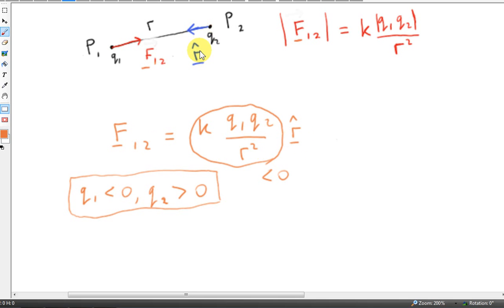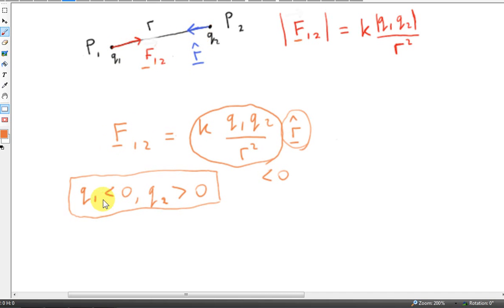If we have a negative scalar times a vector, we reverse the direction of the vector. So the direction of F12 will be opposite. So in general, F12 is a scalar multiple of unit vector R. So vector F12 is along the line joining the two charges, along the same line that contains unit vector R, of course.